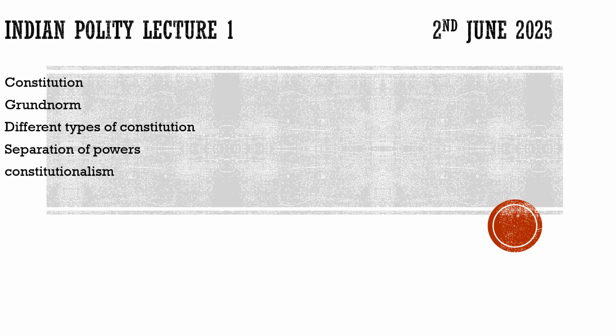So in a nutshell, today's lecture would revolve around these 5 keywords. First, constitution, then what is grand norm, then different types of constitutions, whether written, unwritten, federal or unitary. Then we will discuss the theory of separation of powers, a little bit of introduction about it. Then finally we will discuss constitutionalism.